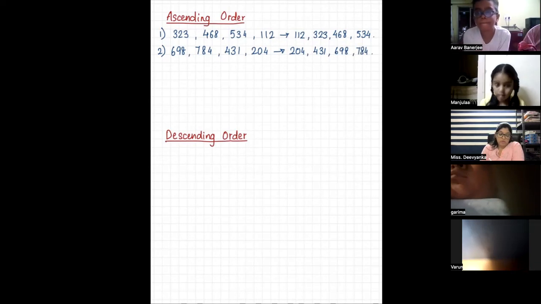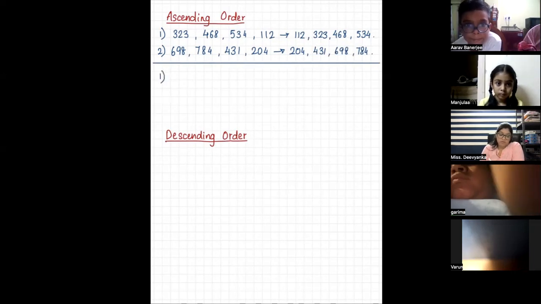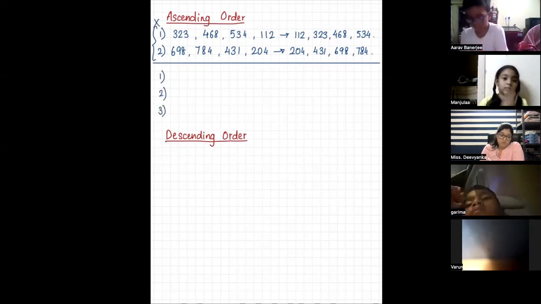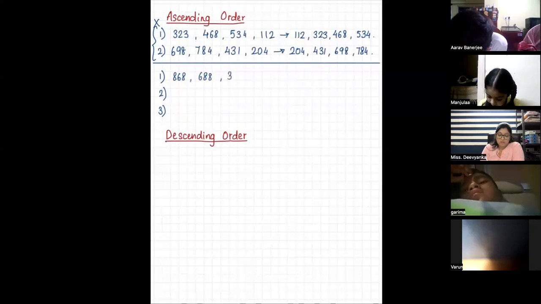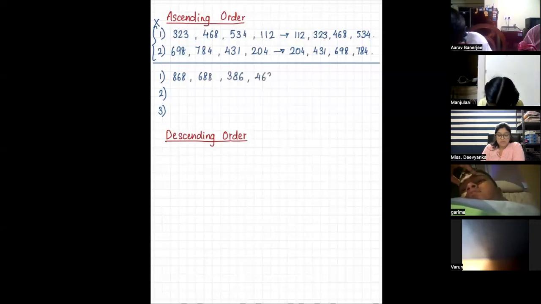Okay. Now I'm going to give you 3 sums to solve in your notebook. Okay. Let's start doing it. Don't copy these. Do not copy these. Okay. No need. Just copy the next 3 and solve them by writing their correct ascending order. So the first one is 868, 688, 386, and 468.